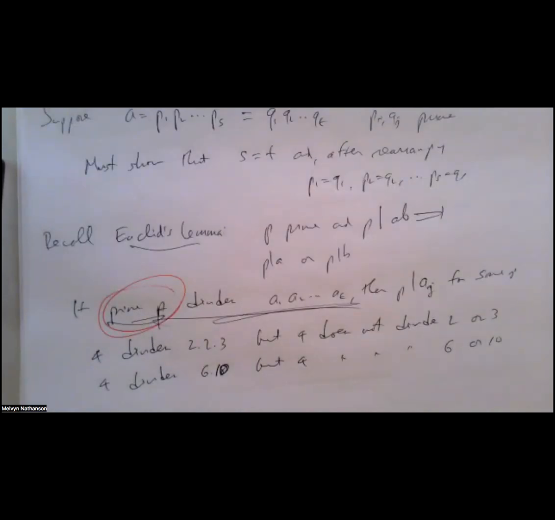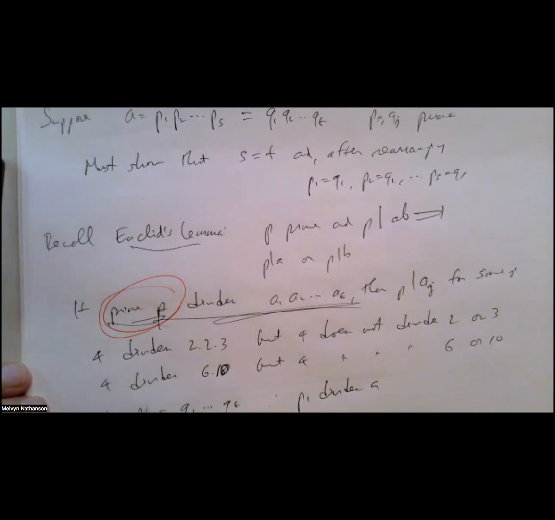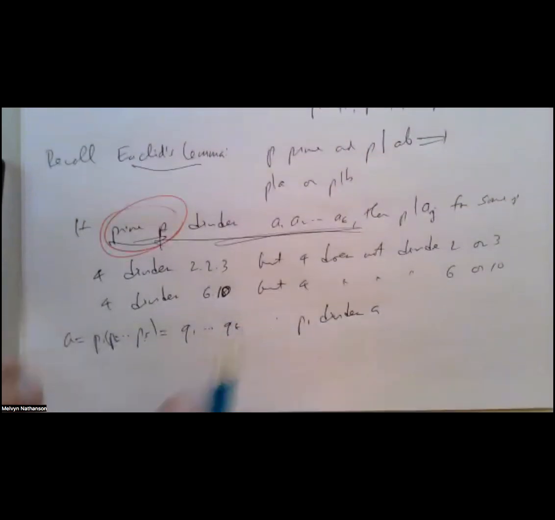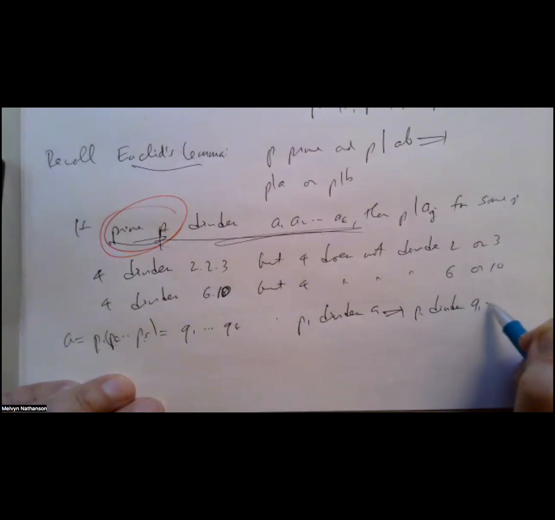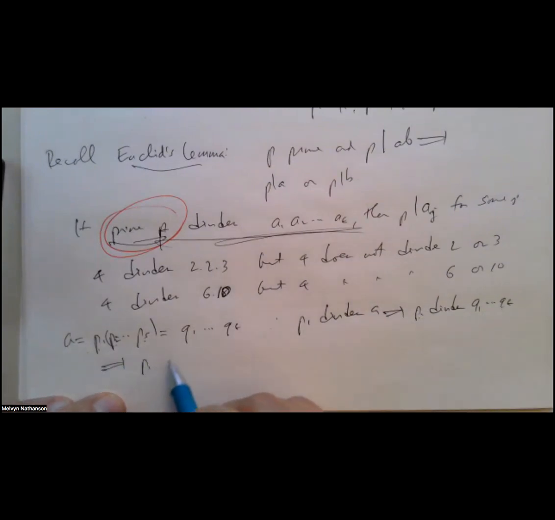But now let's use Euclid's lemma to prove uniqueness. So suppose A is P1 up to P sub S, a product of primes, and there's another product of primes, Q1 up to Q sub T. So P1 divides A, because A is P1 times P2 up to P sub S. P1 divides A. So P1 divides Q1 up to Q sub T, this product. But P1 is prime. So P1 has to divide one of these factors. P1 divides Qj for some J.